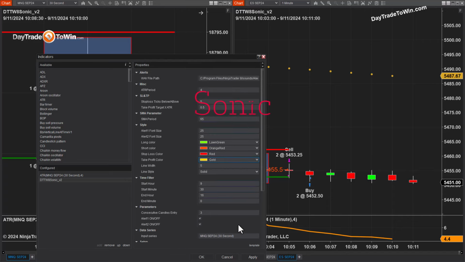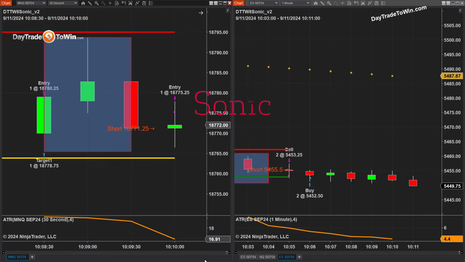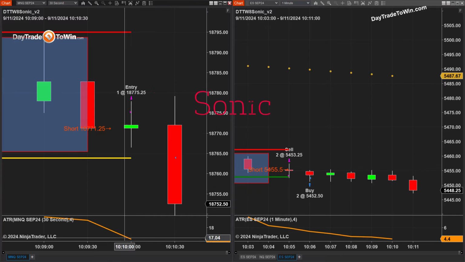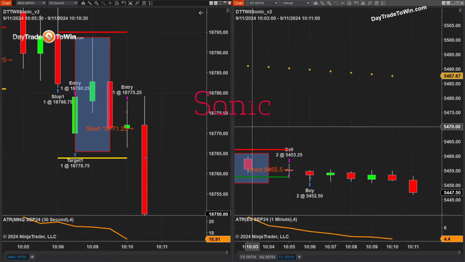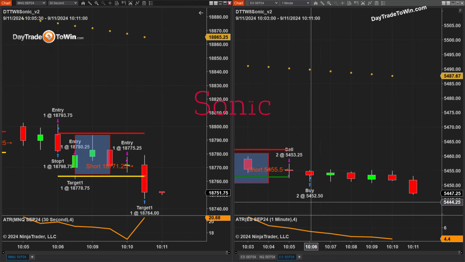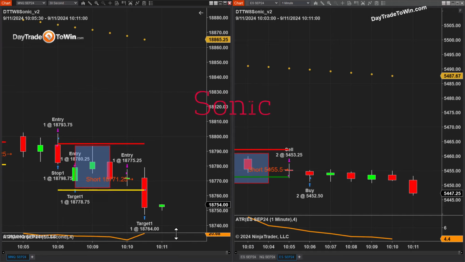Let me just adjust here the colors. These are some options that we've added to the Sonic system. Now you can see it yellow as the target as opposed to green. So that is the target. Very fast. I'm also waiting now for an order on the E-mini SP.